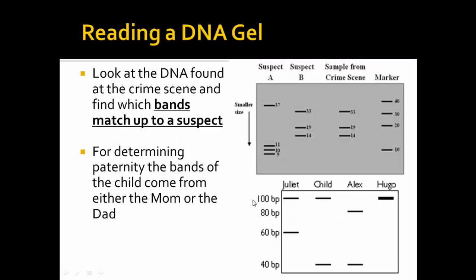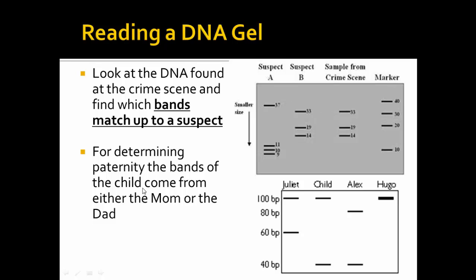When you're looking to read a DNA gel, like we just said, you're going to be wanting to look for the bands that match up to a suspect. So the sample DNA from the crime scene is here. You see that the DNA bands that are smaller in size have moved farther in the gel, and the DNA bands that match the ones from the crime scene with 33 base pairs, 19 base pairs long, and 19 base pairs long, those are the bands coming from suspect B. So most likely, suspect B was responsible for committing the crime.